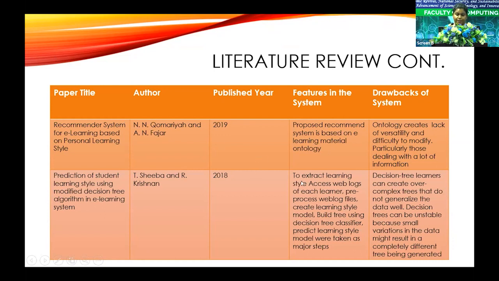In the next research paper, it contains features like: to extract learning style, it accesses the web blogs of each learner, pre-processes web blog files, creates a learning style model, and builds a tree using a decision tree classifier. Predicting the learning style model were taken as major steps. As drawbacks, decision tree learners can create overcomplex trees that do not generalize the data well. Decision trees can be unstable because small variations in the data might result in a completely different tree being generated.